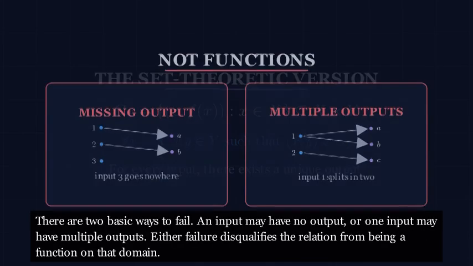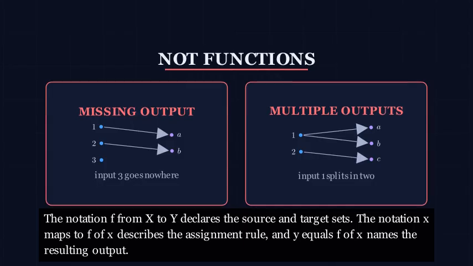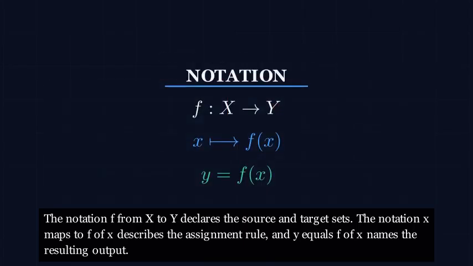There are two basic ways to fail. An input may have no output, or one input may have multiple outputs. Either failure disqualifies the relation from being a function on that domain. The notation f: X → Y declares the source and target sets. The notation x ↦ f(x) describes the assignment rule. And y = f(x) names the resulting output.